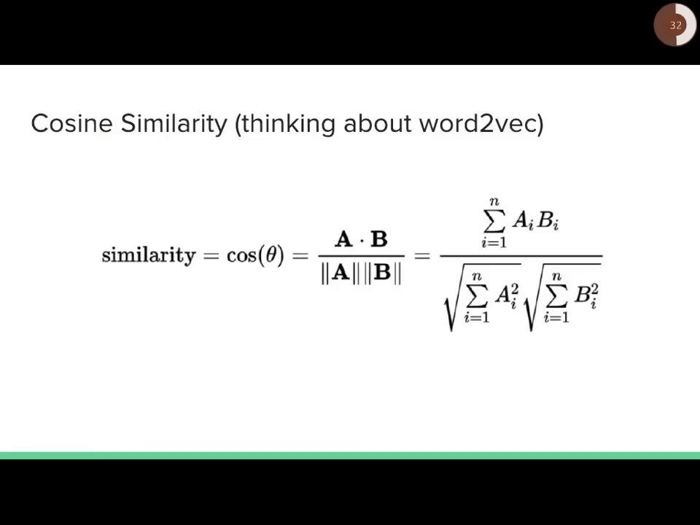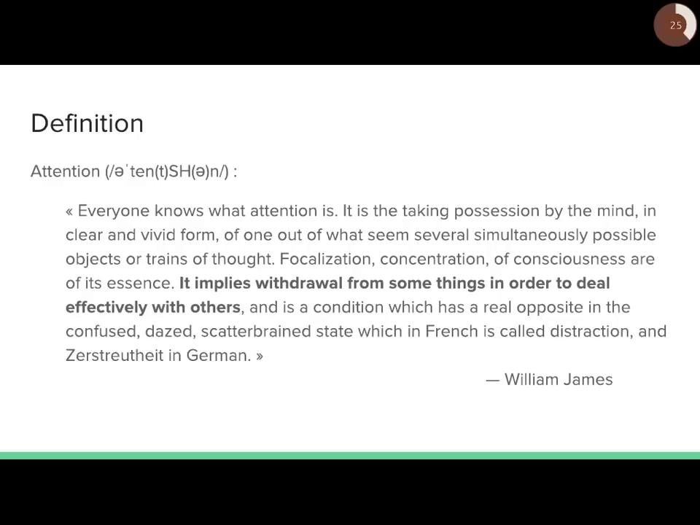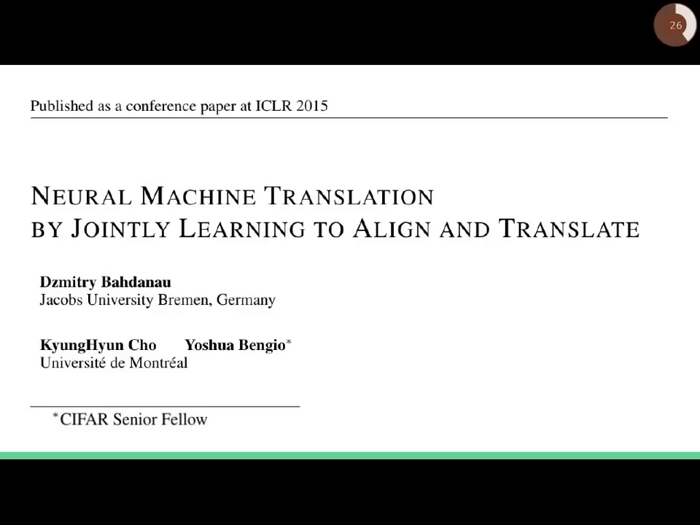So just to introduce that correctly, attention. Here's a nice quote from William James, something like 200 years ago, I think, or approximately. He was a psychologist, and he defines attention, saying it implies withdrawal from some things in order to deal effectively with others. So that's really what we will be doing with attention mechanisms.